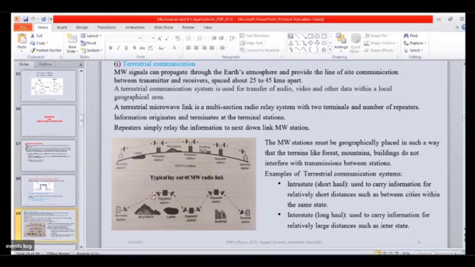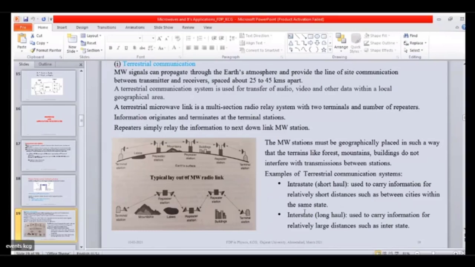So here the location of the repeater station is very much important. This repeater station should be located in such a way that microwave signals are not obstructed by the man-made or the natural objects. Okay, so in this way, using the repeater stations, we can establish a long distance communication. Okay, so we can have the terrestrial communication which can be a short haul or the intrastate communication, and another is the long haul or the interstate communication.